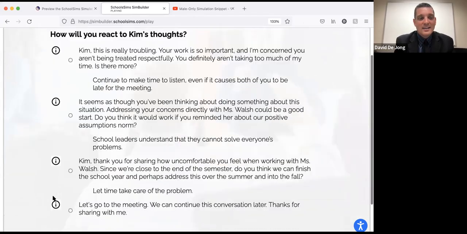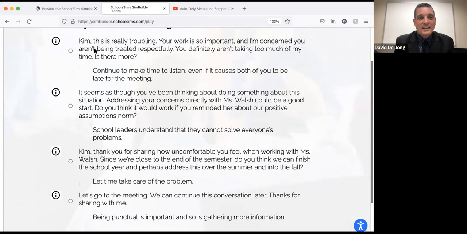Make a choice from the following. 1, Kim, this is really troubling. Your work is so important, and I'm concerned you aren't being treated respectfully. You definitely aren't taking too much of my time. Is there more? Or 2, it seems as though you've been thinking about doing something about this situation.